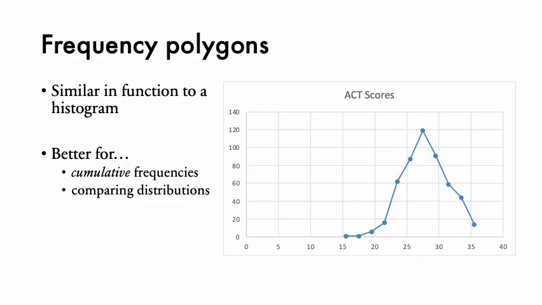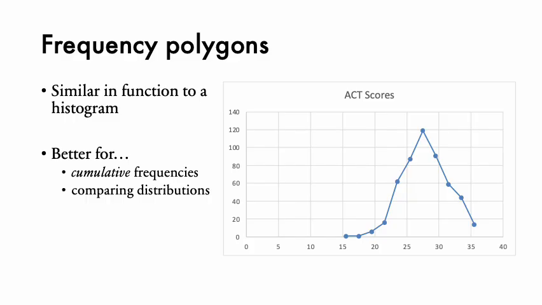As you might imagine, we can pretty easily just take out the bars. We could put dots where the top of the bars would be, and then just draw a line along those different dots of our histogram. And we'd end up with a polygon like this. This is called a frequency polygon.